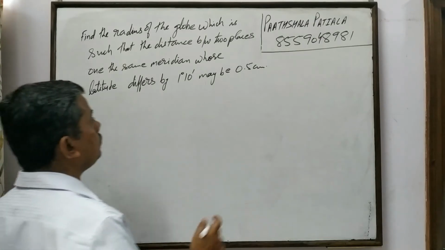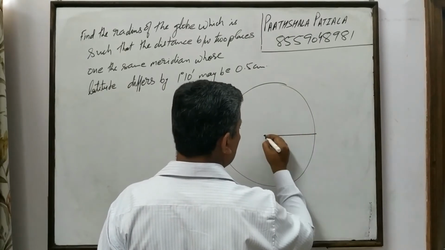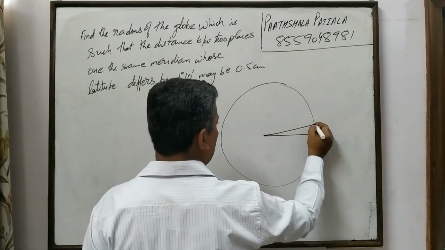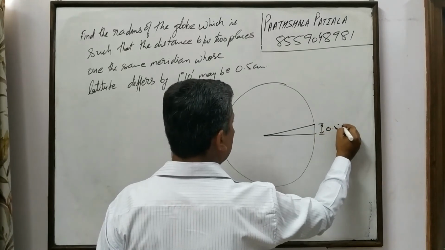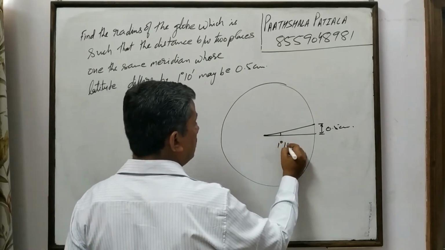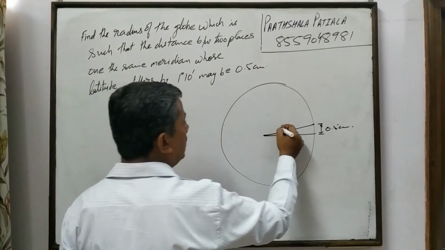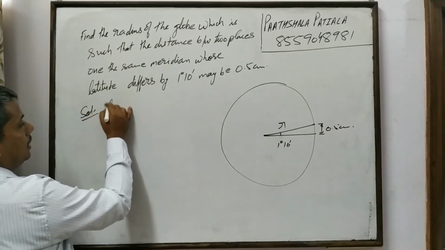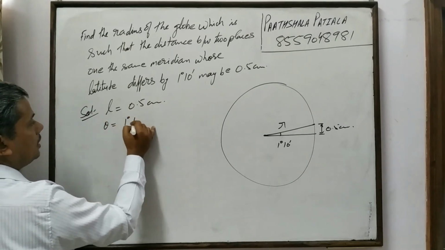So you have two places on the globe whose difference between their latitudes is 1 degree 10 minutes, and this distance is 0.5 centimeter. You need to find the radius of the globe. So here you are given L is 0.5 centimeter, theta is equal to 1 degree 10 minutes.